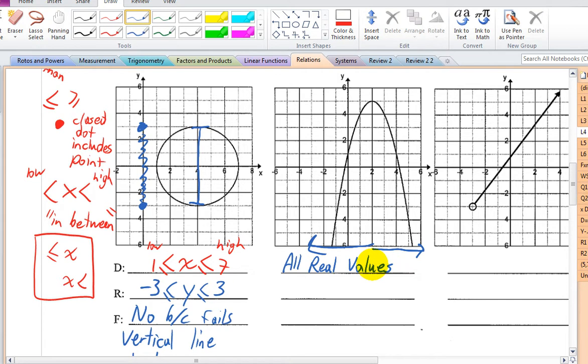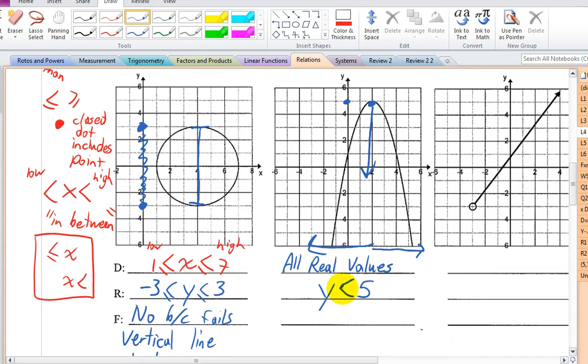What about the y though? Kind of looks like you start here and go all the way down. So this point on the y-axis and down. That's a 5. A y. What symbol should I use? Are all those values greater than 5? No, all those values are less than 5. But does it touch 5?